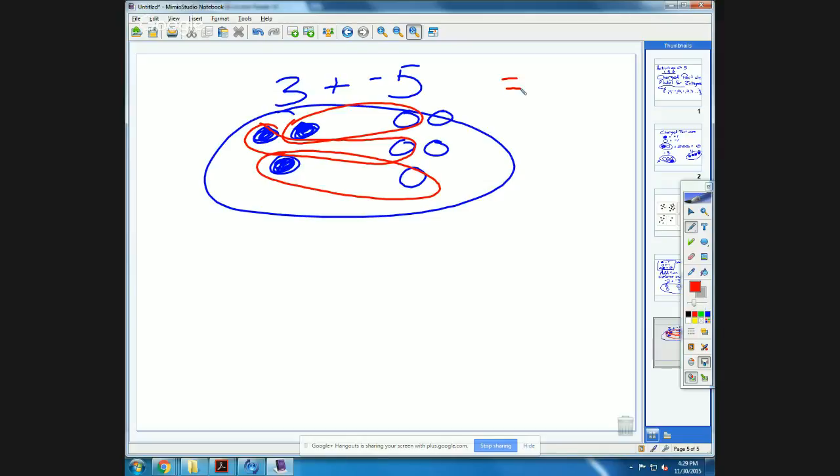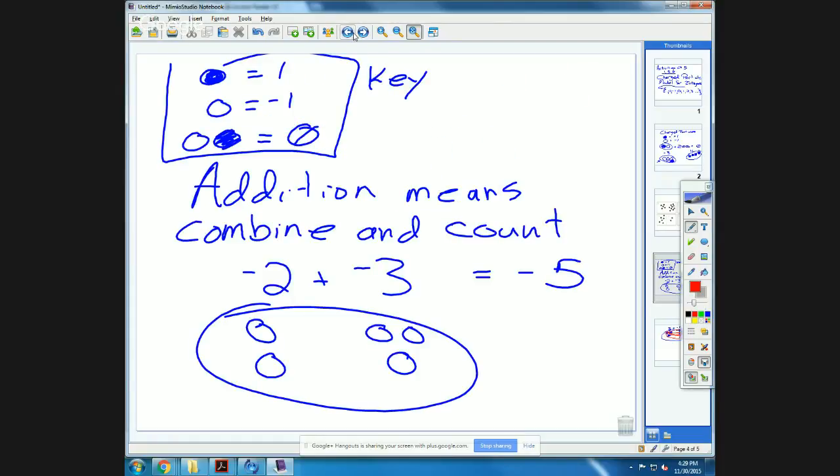Careful, what is it? -2. Yeah, there's 2 things and they're negatives. That's one reason having the key there is super important. We need that key to remind ourselves what these things mean.